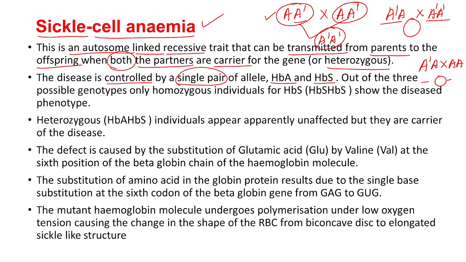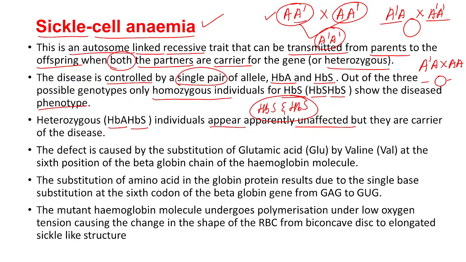Next one, this disease is controlled by a single pair of alleles, that is HBA and HBS. Out of the 3 possible genotypes, only individuals homozygous for HBS, that is HBS and HBS, show the diseased phenotype. But heterozygous individuals, that is HBA and HBS, appear apparently unaffected, but they become the carrier of the disease. It means only in the homozygous condition, HBS and HBS, can the infection be seen. In the heterozygous condition, the individuals remain unaffected and are carriers in nature, right?